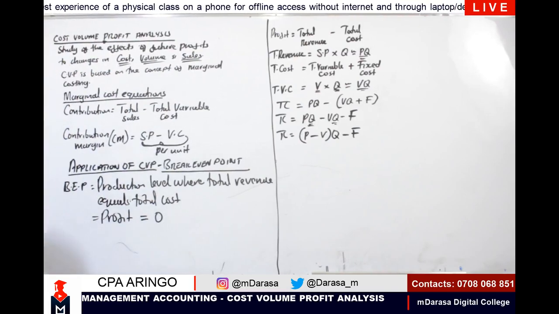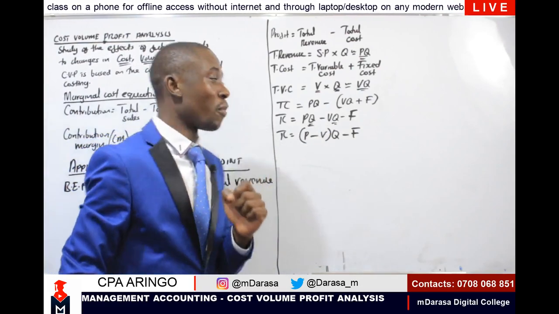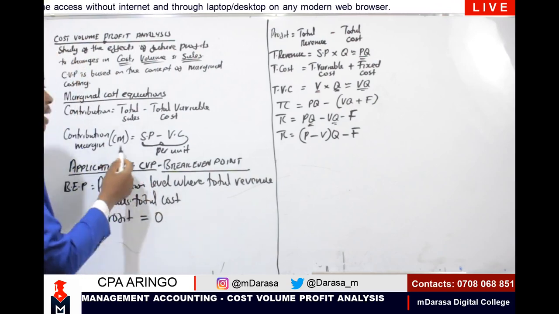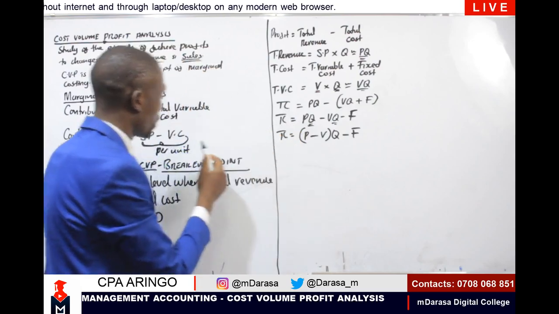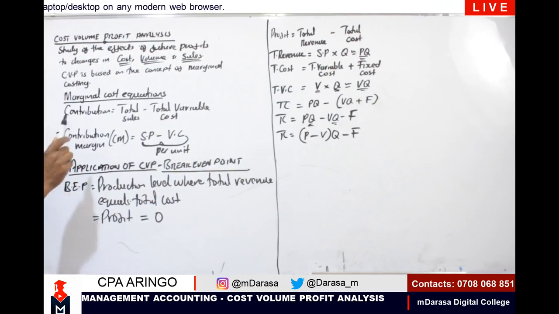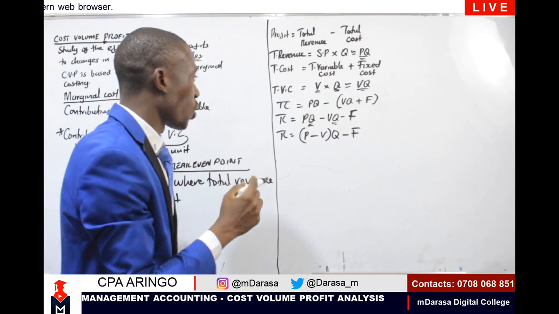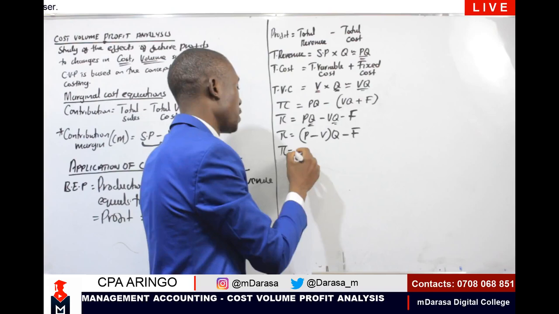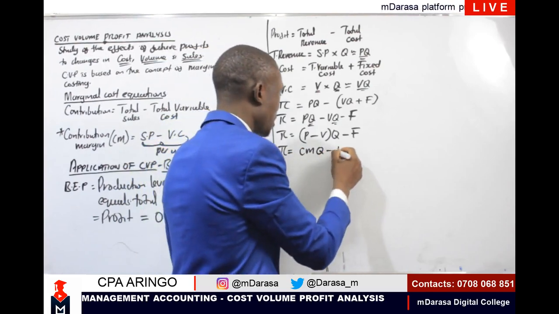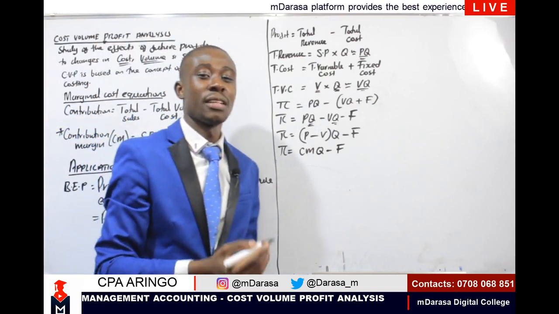Q minus F. So we are talking of selling price per unit minus variable cost per unit times the number of units minus what? Minus our fixed cost. And we clearly saw here that selling price per unit minus variable cost per unit represented what? Contribution margin, if you can recall when we started. So confidently, we can say that my profit is equal to contribution margin times quantity, minus fixed cost.